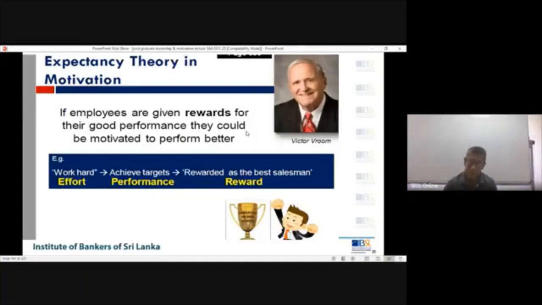Now, the core of this expectancy theory, as shown by the diagram, relates to how a person perceives the relationship between three things. What are the three things? Effort, performance, reward. And in fact, this was developed by a Canadian. Some people say American, but Canadian.